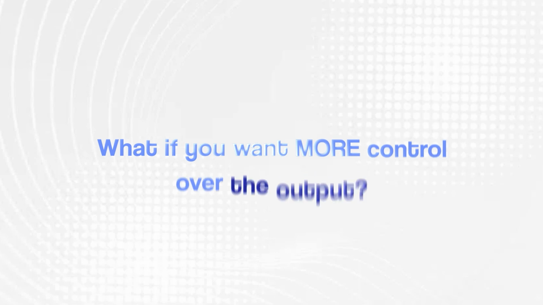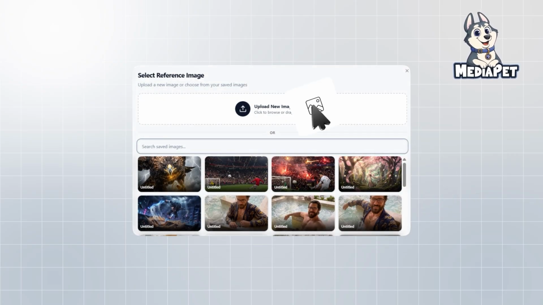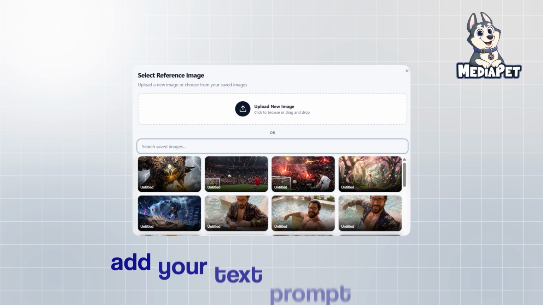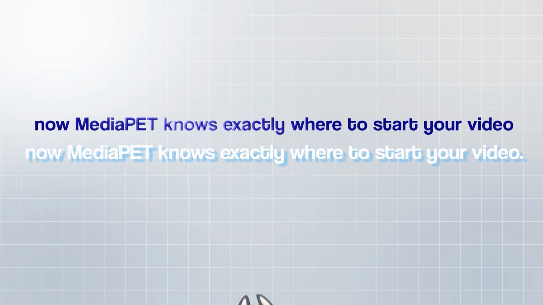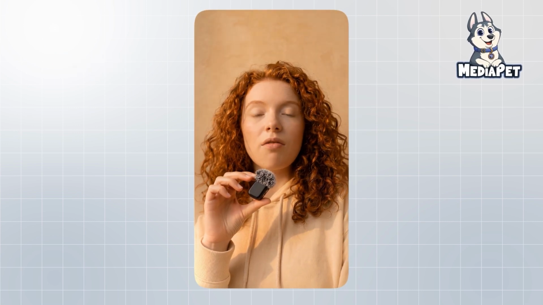But here's where it gets really powerful. What if you want more control over the output? That's where first frame comes in. You upload one image, your first frame, add your text prompt on top, and now MediaPet knows exactly where to start your video. The result? Way more consistent, way more on-brand.